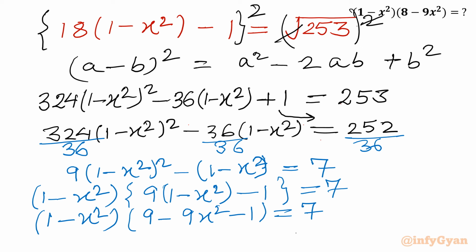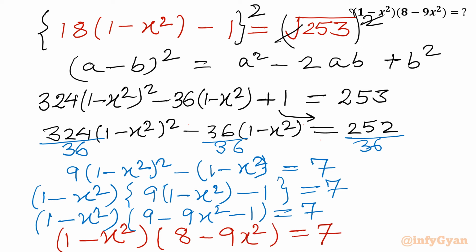Now our answer is about to come. This is 1 minus x square, and in the second bracket 9 minus 1 is 8, so 8 minus 9x square. So the answer will become 7. So this required expression value will be 7.